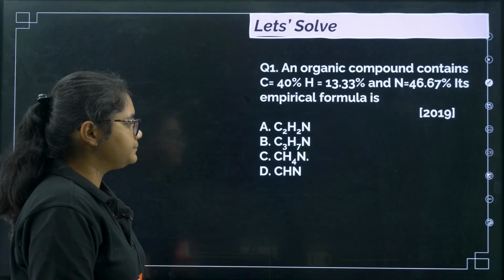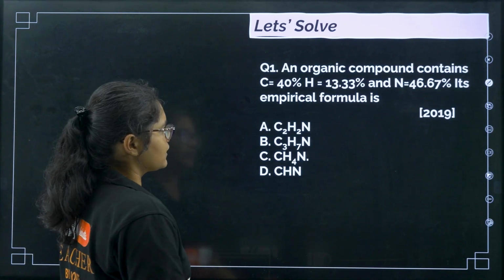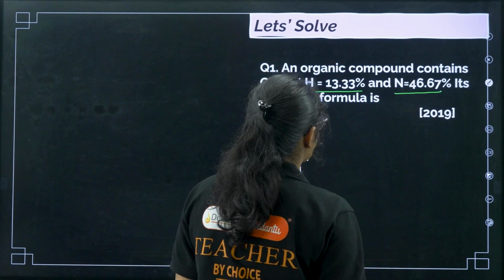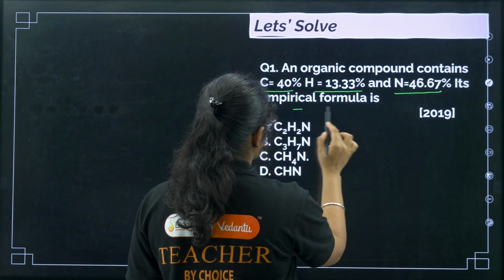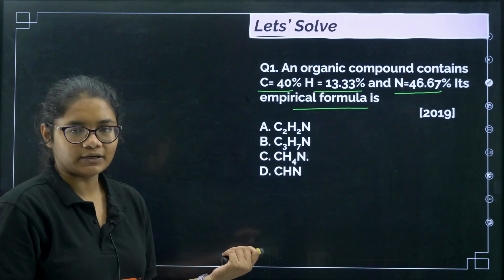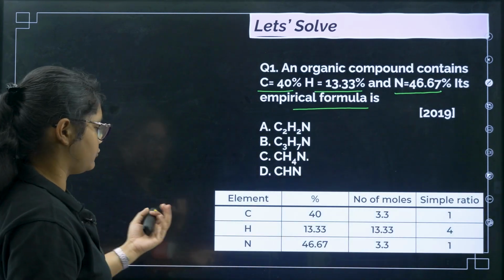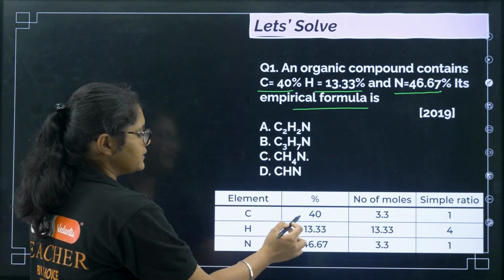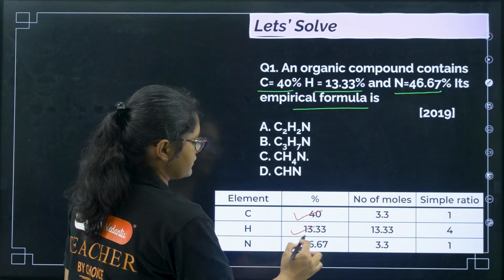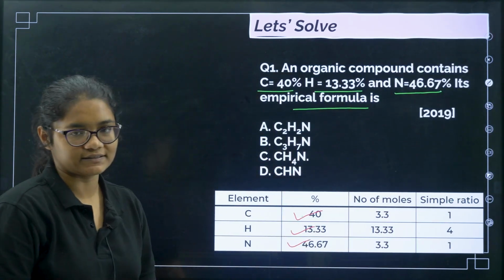Fine. Next, an organic compound contains C 40%, H 13.33%, and N 46.67%. Its empirical formula is. So this question you can try, 2019 question, the table you need to do. So I have drawn here and I can show you. So carbon is 40%, hydrogen 13.3, nitrogen 46.67.